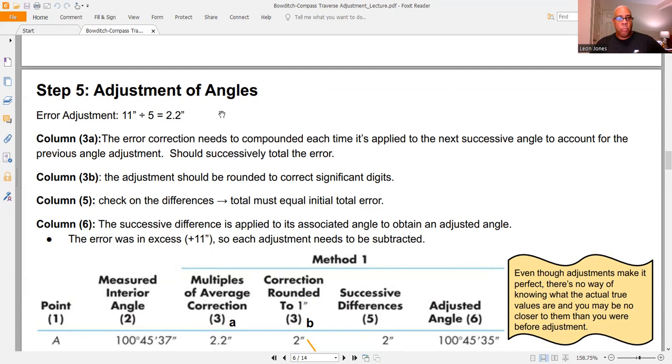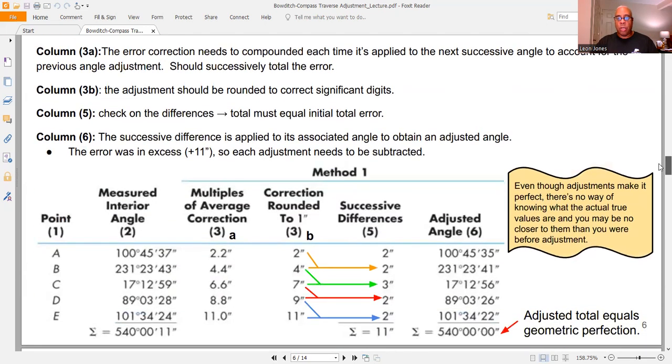So we already have 2.2 seconds that we're going to be distributing basically to each angle. So looking at the chart, because we put everything in a chart, the error correction needs to compound each time it's applied to the next successive angle to account for the previous angle adjustment. And that should successfully total the error. Also, column B, the adjustment should be rounded to the correct significant digits. Then you check on the differences.